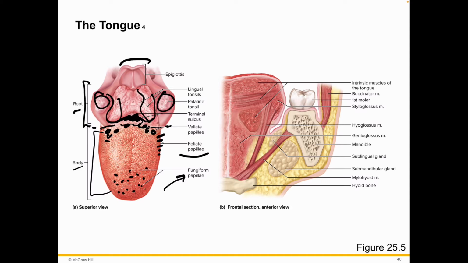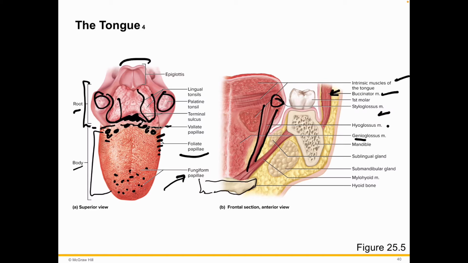Some of the muscles of the tongue include buccinator right here, so right here on the cheek. Styloglossus, which is going to be up here, tongue proper. Hyoglossus, which is going to connect down a little bit more towards the hyoid bone, which is in the family of the jaw. It's kind of interesting, it's like a miniature jaw down there. We use it to speak, among other things.